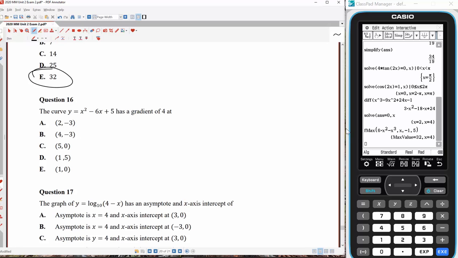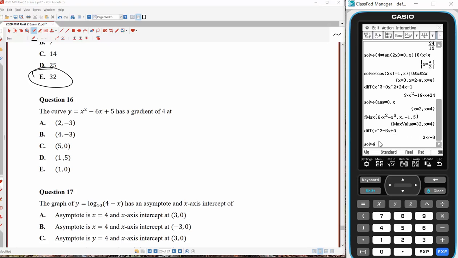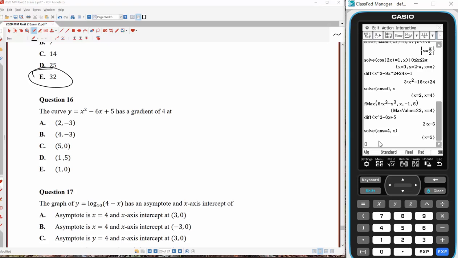When does this curve have a gradient of 4? Okay, well, let's find out. We'll diff that function and solve that. We're basically asking the derivative function, for which value of x does it have a gradient of 4? It's when x is equal to 5. And that's the only answer. So it has a gradient of 4 at 5, 0.